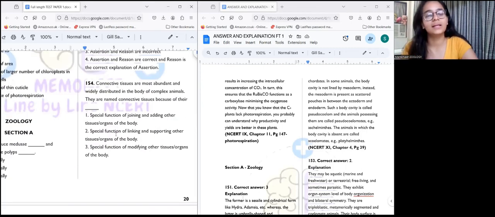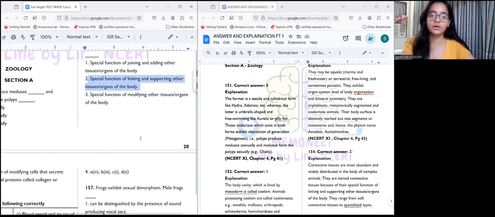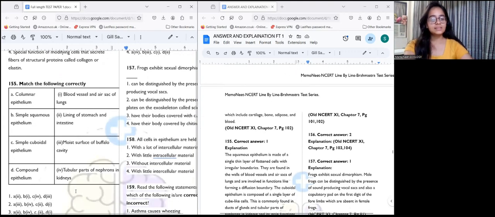For 154, connective tissues are most abundant and widely distributed in the body of complex animals. They are named connective tissue because of what? Why would we call something connective? They are named connective tissue because of the special function of connecting, that is, linking and supporting other tissues and organs of the body. They range from soft connective tissue to specialized connective tissue. So what is the answer for this? The answer is option number 2, specialized function of linking and supporting tissues and organs of the body.